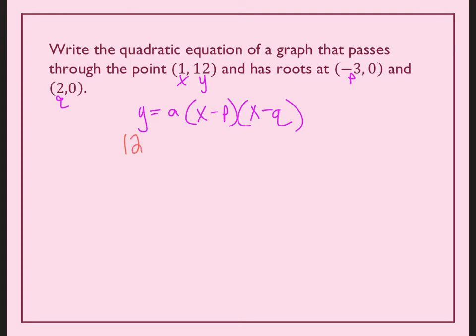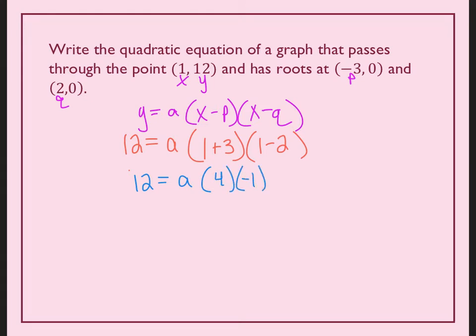So y is 12. I don't know a. 1 minus negative 3 becomes plus 3. 1 minus 2. So I'm going to work inside my parentheses. a times 4 times negative 1. So negative 4 times 1 becomes negative 4a, just because I write the number in front. Now I'm going to divide both sides by negative 4 to get the a value by itself. a is equal to negative 3.